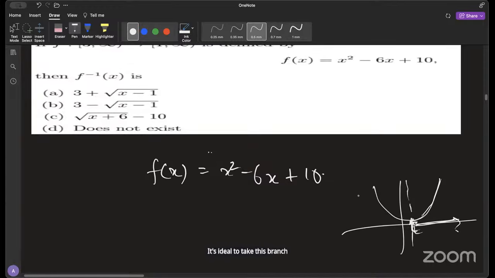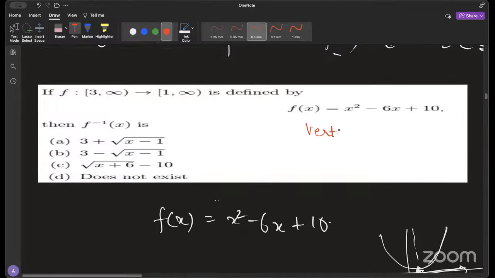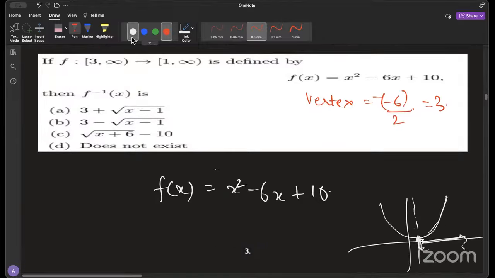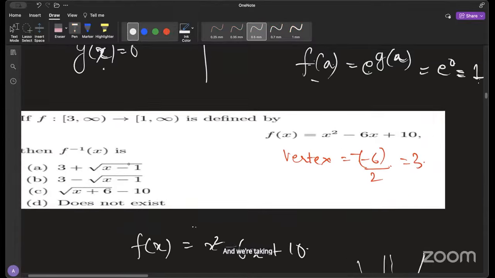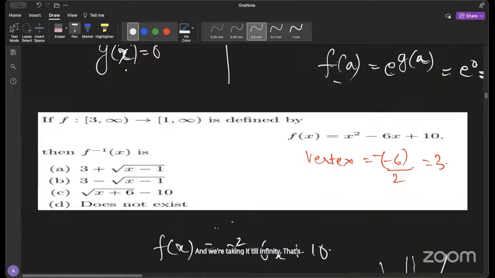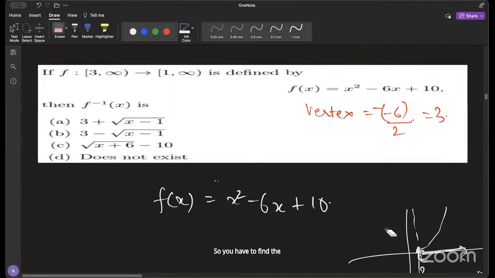And what's the vertex of this function? 3. The vertex is minus b by 2a, so it's minus of minus 6 by 2, which is 3. This point is 3. And we're taking it till infinity. That's why the domain is 3 to infinity. So you have to find the inverse of just this one.